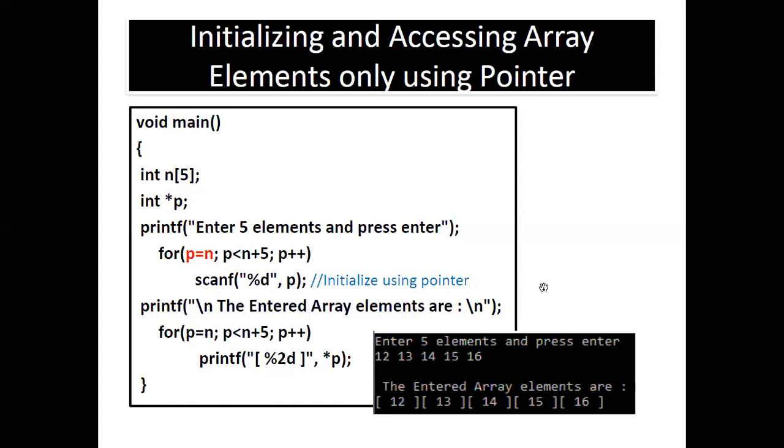Now the entered array elements, again p is equal to n. I'm bringing back p is equal to n, p less than n plus 5, p plus plus. So bringing p back to n, because your p has been increased with p plus plus, the pointer has moved to the last element. You need to bring it back to the first element and then print it. And you can see what I'm showing you is an executed code in front of you.